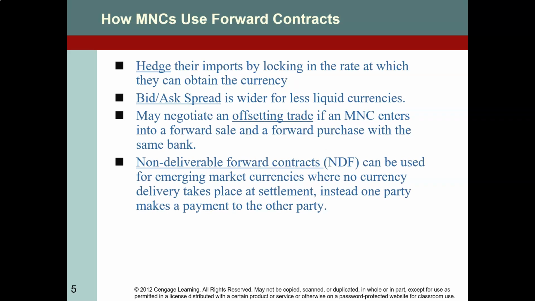Multinational corporations use forward contracts to hedge their imports by locking in the rate at which they can obtain the currency. The bid-ask spread is wider for less liquid currencies. We may negotiate an offsetting trade if an MNC enters into a forward sale and a forward purchase with the same bank. Non-deliverable forward contracts can be used for emerging market currencies where no currency delivery takes place at settlement. Instead, one party makes a payment to the other party.